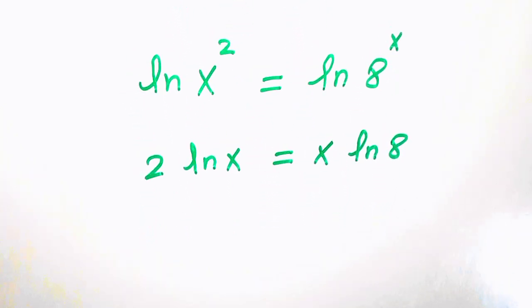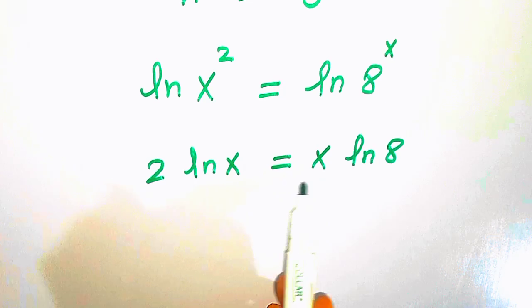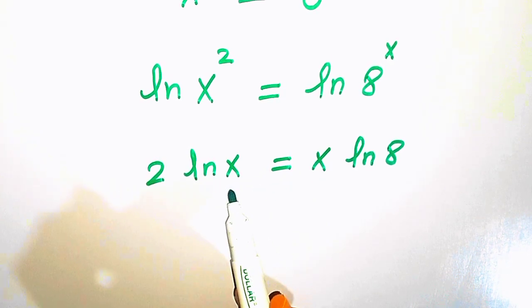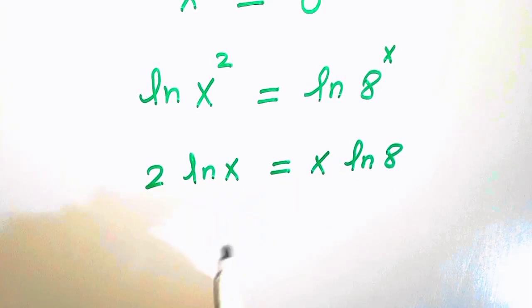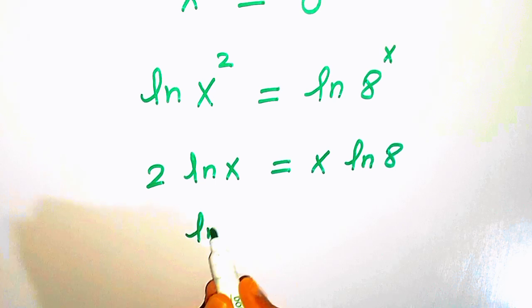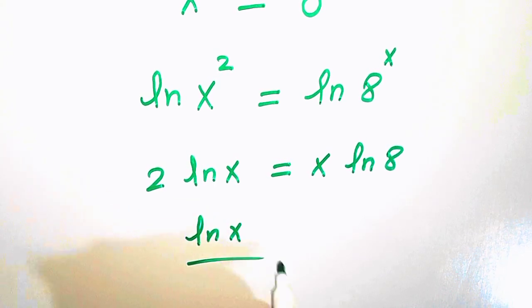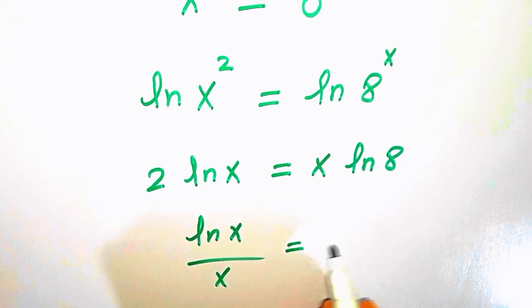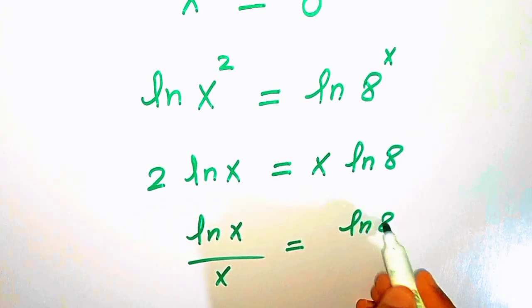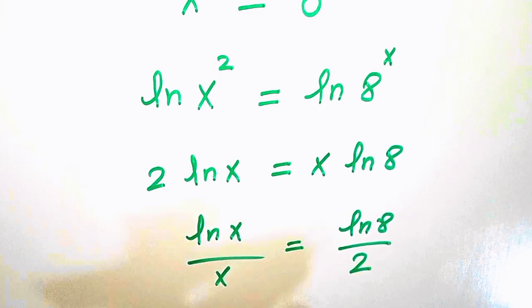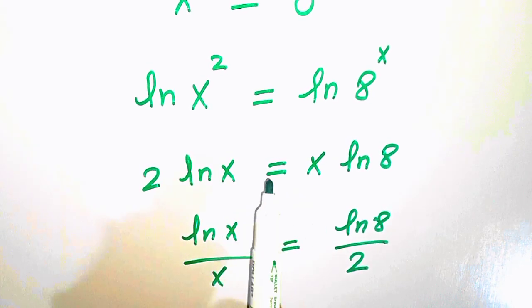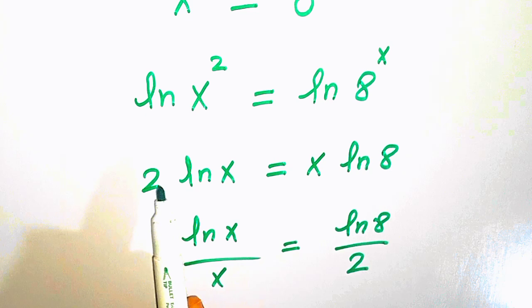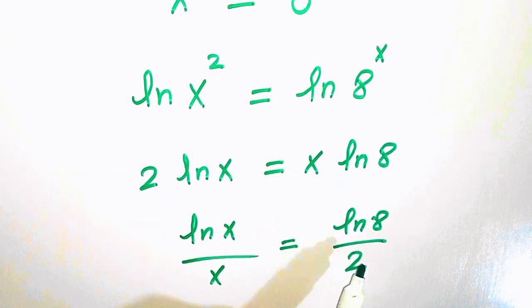In the next step, this x, when it comes to the left side, goes to the divide side, and this 2, when it comes to the right side, goes to the divide side. So our next step is ln x divided by x is equal to ln 8 divided by 2, because x comes to the left side on the divide side, and 2 comes to the right side on the divide side.